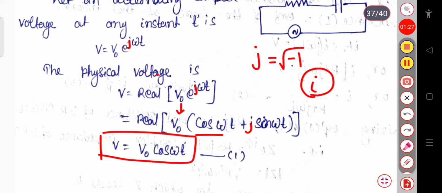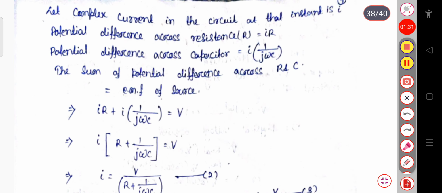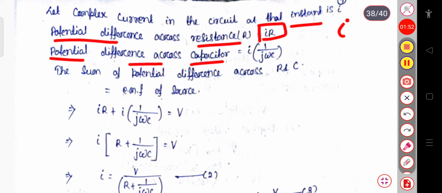Now we will calculate the current. Let the complex current in the circuit at that instant be the small I. Now the potential difference across the resistance R is IR, and the potential difference across the capacitor C will be I into XC, the capacitive reactance, and this is equal to I into 1 by j omega c. This is the value of Xc, that is 1 by j omega c.